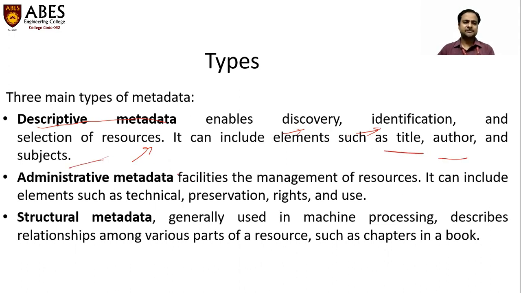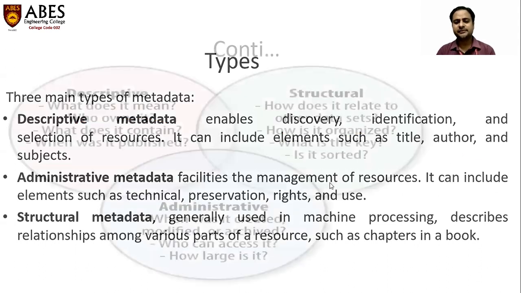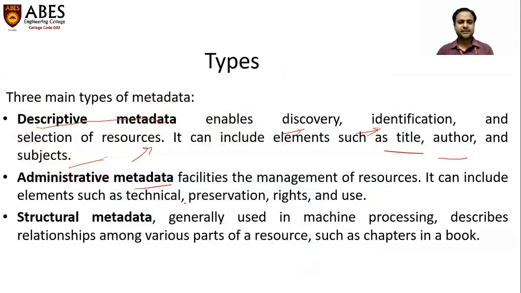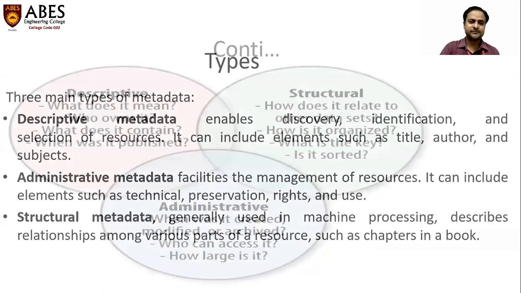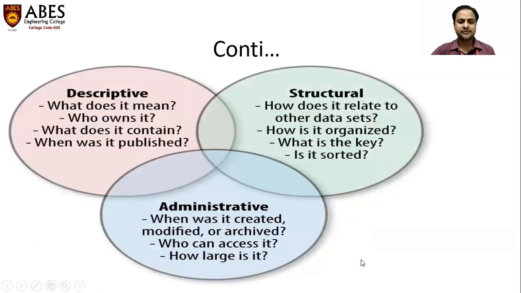The second type is administrative metadata, which helps in the management of the resources, and it can include elements such as technical, preservation, rights, and uses. The third type is structural metadata, and it is generally used in a machine to present and describe the relationship among various resources. So one by one, we shall see what kind of interrelationship these different types of metadata have.